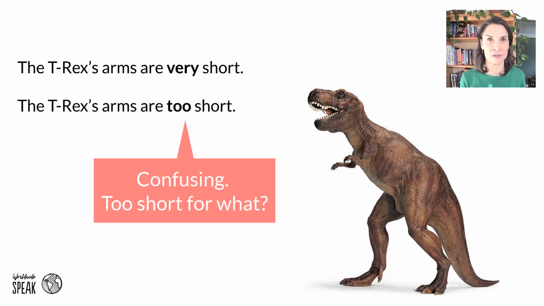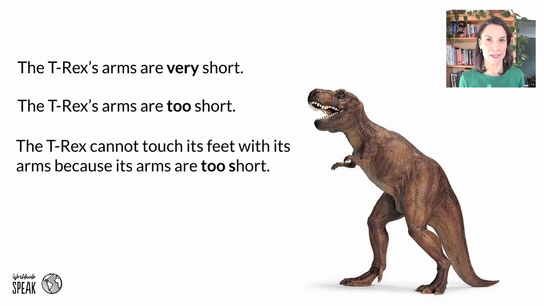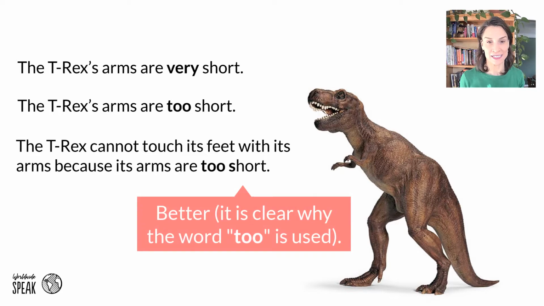But I'm thinking, too short for what? So I need to use a little more information around this sentence to make it make sense when I'm using too. So how about something like this? The T-Rex cannot touch its feet with its arms because its arms are too short. So now I understand that the arms are not sufficiently long, okay? They're too short for some kind of purpose. He cannot touch its feet.